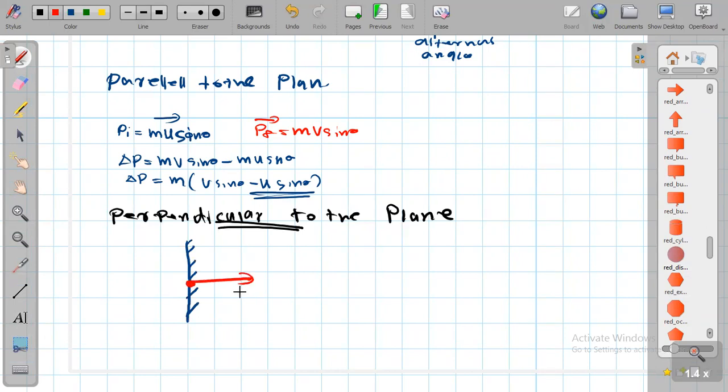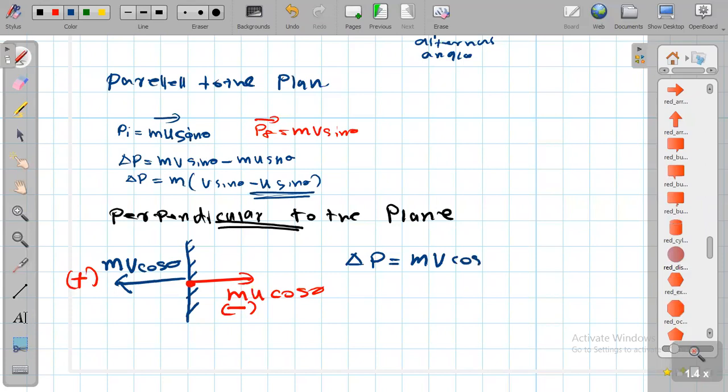At the beginning, it had mu cos theta. At the end, it has mv cos theta. I told you to take the final direction as positive and the initial direction as negative for convenience. Delta P equals what? mv cos theta minus mu cos theta. So delta P is going to be m times (v cos theta plus u cos theta).